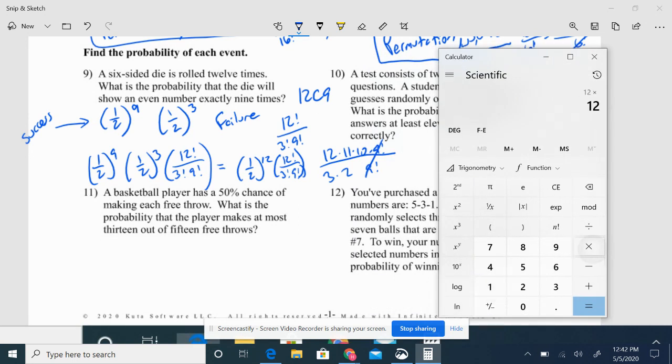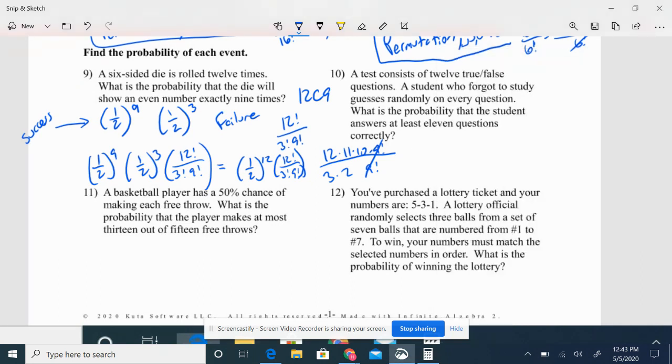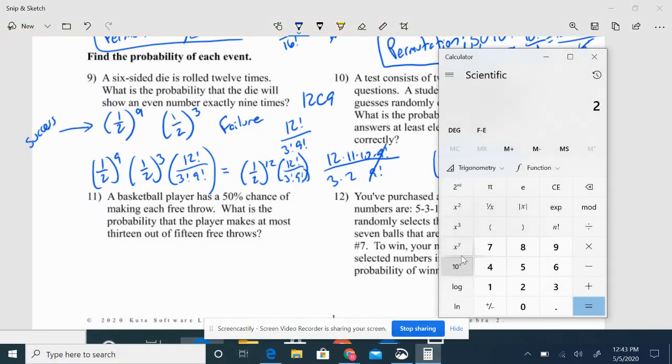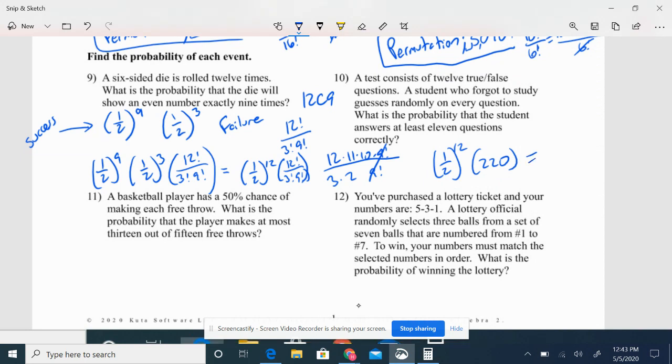So I have 12 times 11 times 10 divided by 6, 220. Okay. So I have 1/2 to the 12th power times 220. What's 2 to the 12? 2 to the 12 is 4096. So I have this as 220 over 4096.